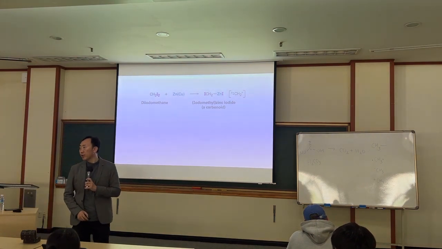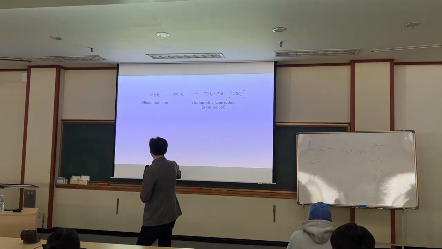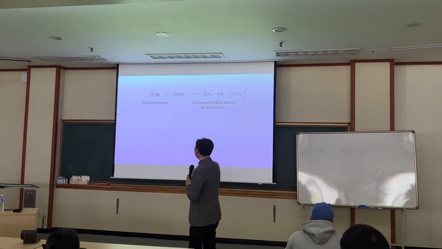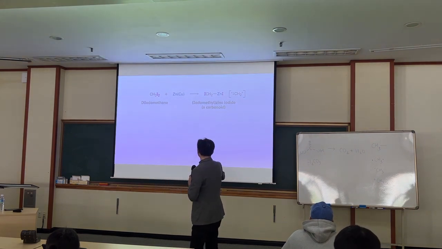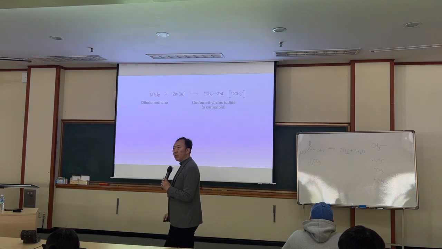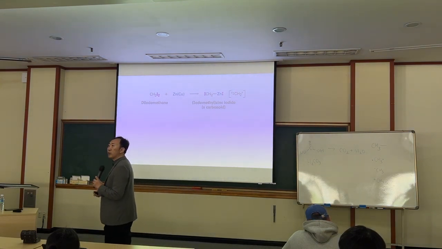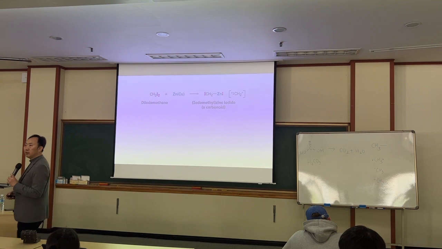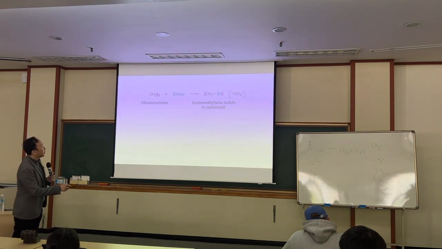The CH2 carbon is reduced. Originally it was I1 minus, this was a 0. It forms here, and this becomes a plus 2. The metal was oxidized and the carbon was reduced. So this CH2 formed.